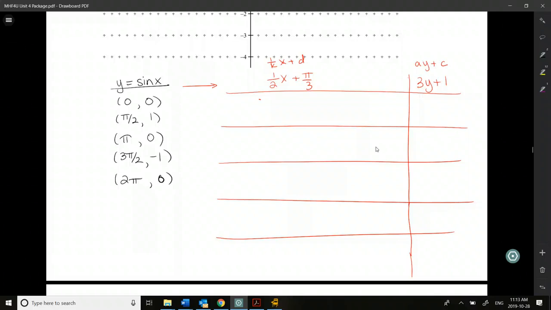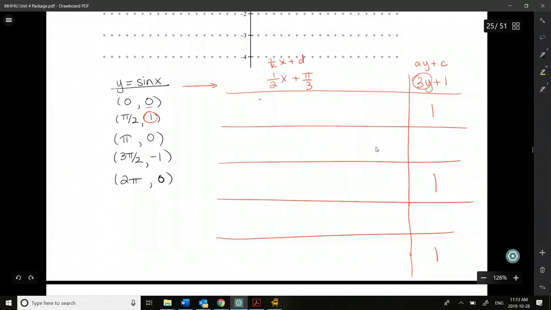Okay, let's start with the y's. I'm going to enter in each of these y coordinates. We'll multiply them by 3 and add 1 to get our new y coordinates. So 0 times 3 plus 1 is 1. I'm going to put that in for all the zeros here. There's no point in me calculating it multiple times.